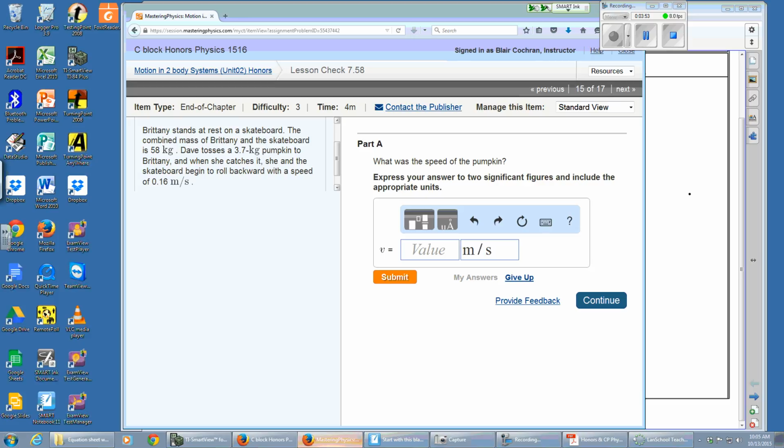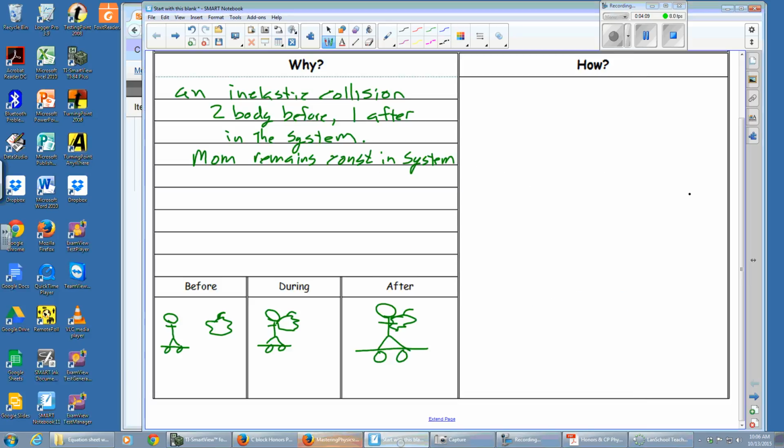And let's see, Brittany stands at rest on the skateboard and gives her inertia. Dave tosses this pumpkin to Brittany, she catches it. She and the skateboard begin to roll backwards with the speed of this. Okay, so she's got no momentum here, but the pumpkin has momentum. So I'm going to call that momentum of the pumpkin. And then afterwards, we're going to have momentum in this direction of Brittany and the pumpkin together.